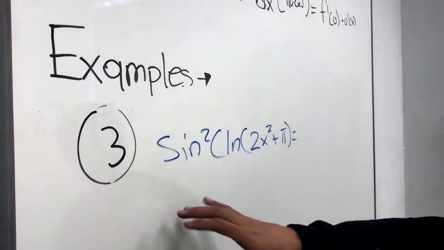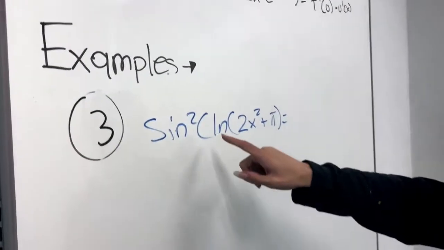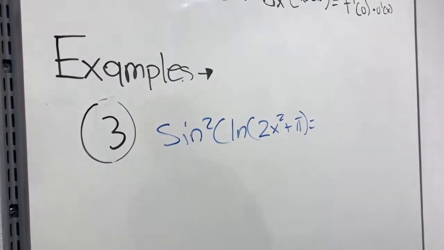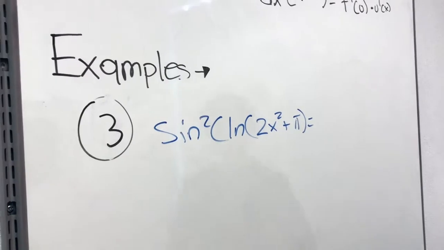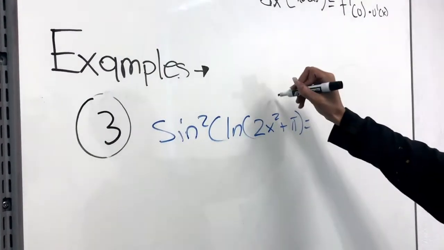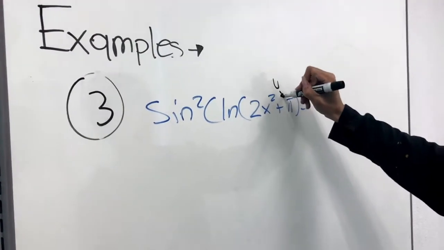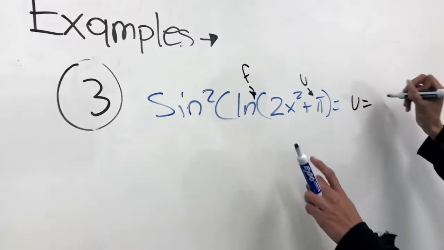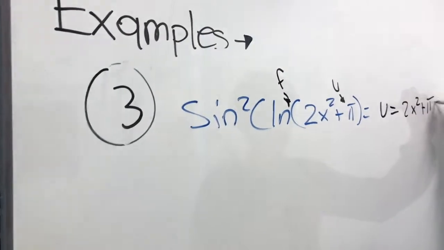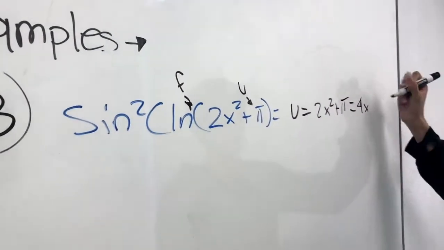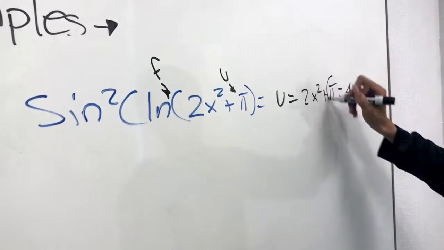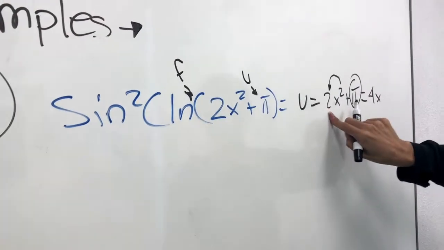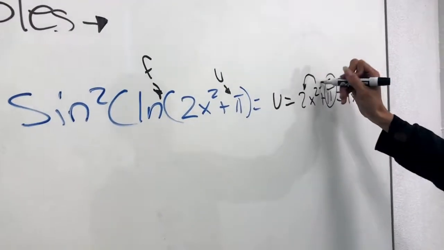For this third example, we have sine squared of the natural logarithm of 2x squared plus pi. Here we have to do it by steps. First, we're going to do our first step, which is this would be our u and this would be our f. We get the derivative for our u, which is 2x squared plus pi, equals 4x. And that would be it, because again, pi is a constant, and here the exponent multiplies the coefficient and gets a minus 1.